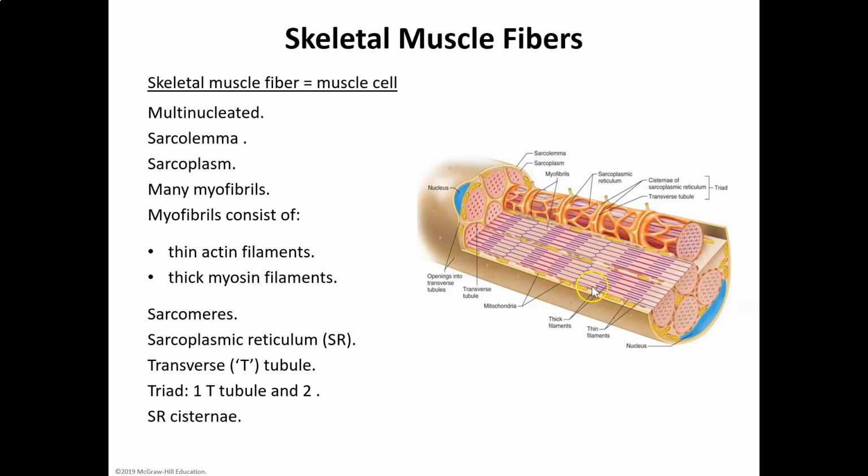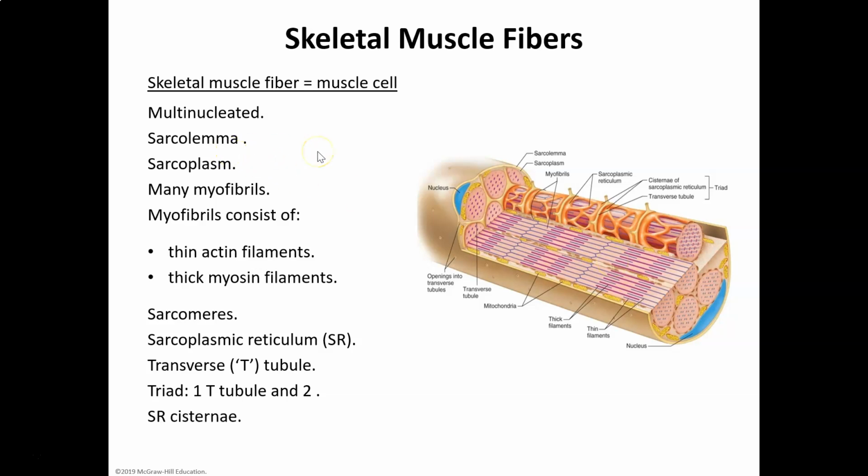Remember, muscle cells or muscle fibers are multinucleated. There's a nucleus here. There's a nucleus here. If you keep on going down the length of the muscle fiber, you're going to find more and more nuclei. Lots of mitochondria. Mitochondria everywhere. This sucker needs tons of ATP to function.